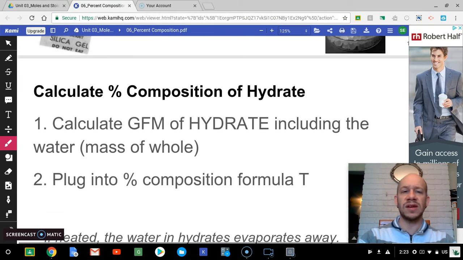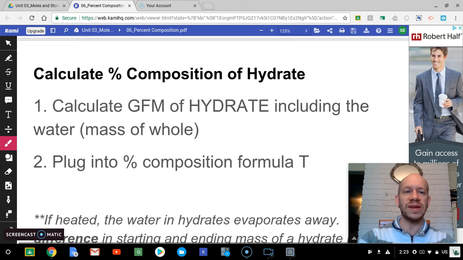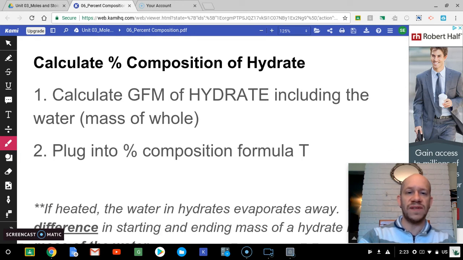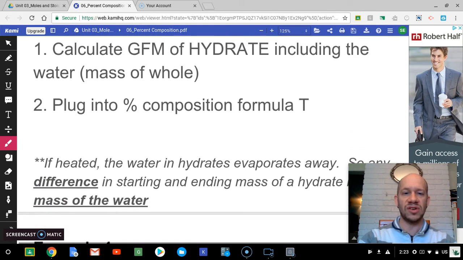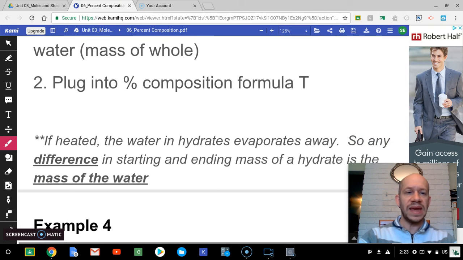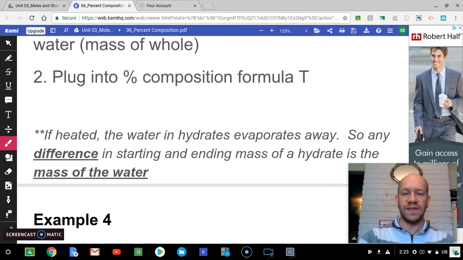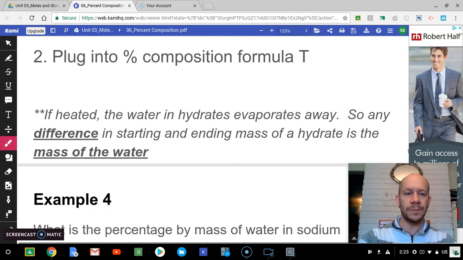So to calculate the percent composition of a hydrate, you're going to first calculate the GFM of the hydrate, including the water, which is going to be our mass of the whole, and then plug into the percent composition formula on Table T. If heated, the water in hydrates evaporates away. So any difference in starting and ending mass of a hydrate is the mass of the water.